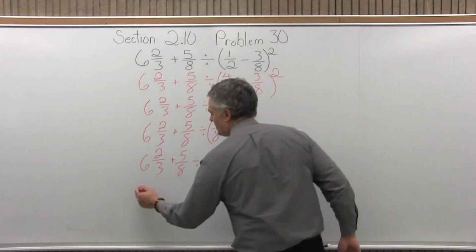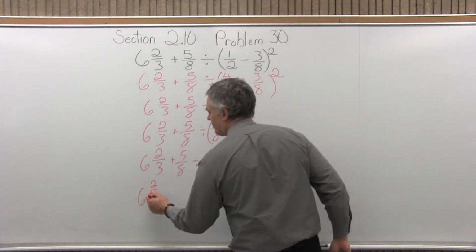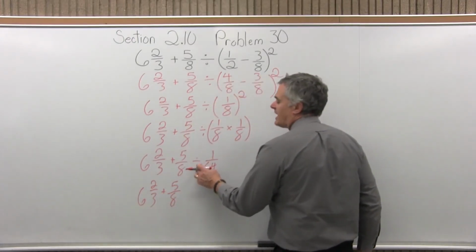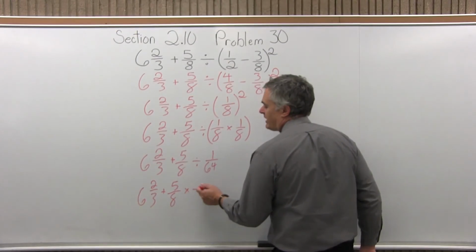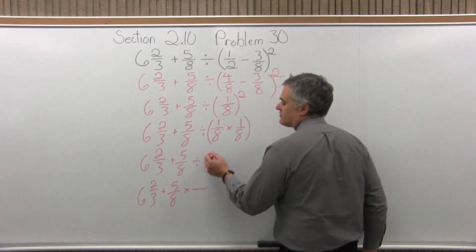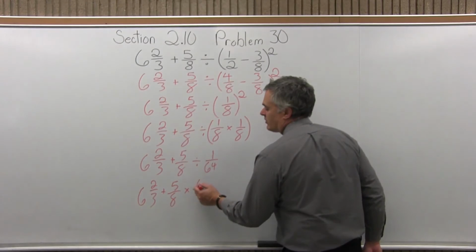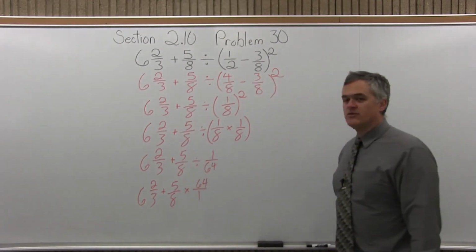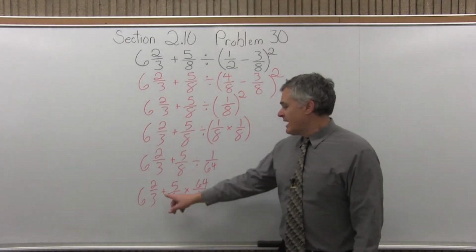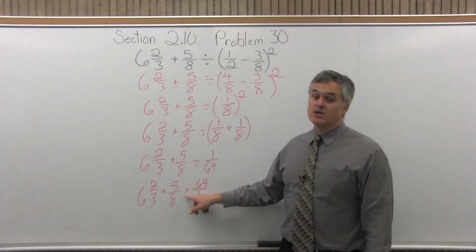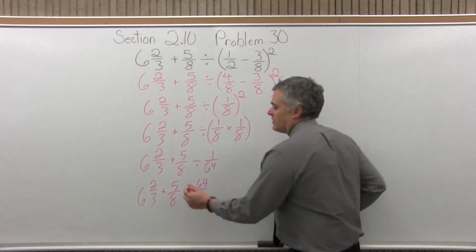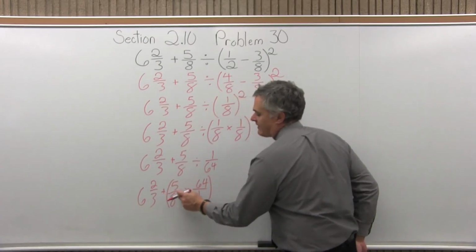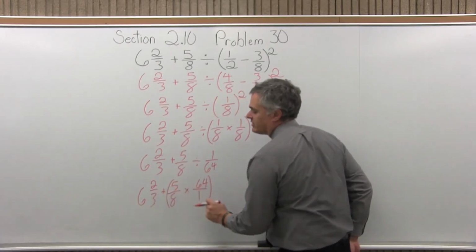So once again, the 6 2/3 will get left for one more step, plus 5/8. And now when I divide by a fraction, what I do is I multiply and I invert the fraction. The 64 goes from the denominator up to the numerator. And the 1 that was in the numerator goes down to the denominator. That's how you would invert it. So now I have an addition and a multiplication. I must multiply first. So what happens first, and again, I'll throw in some parentheses to make it clear. I'm multiplying 5/8 times 64 over 1 before I deal with the addition.